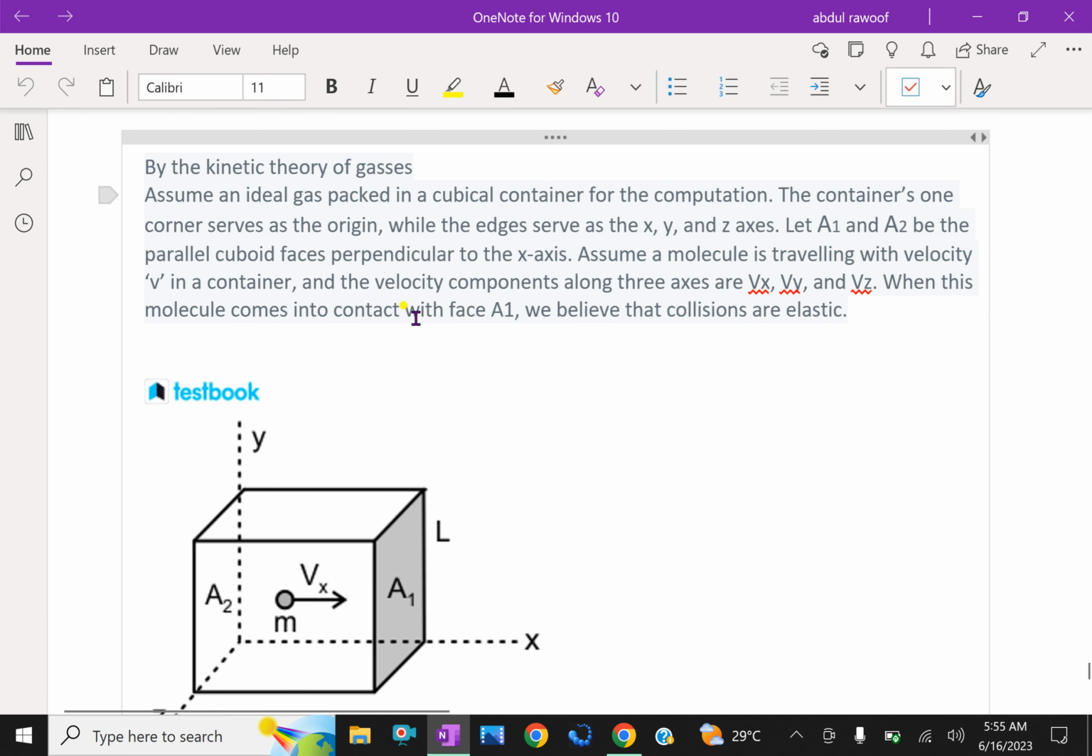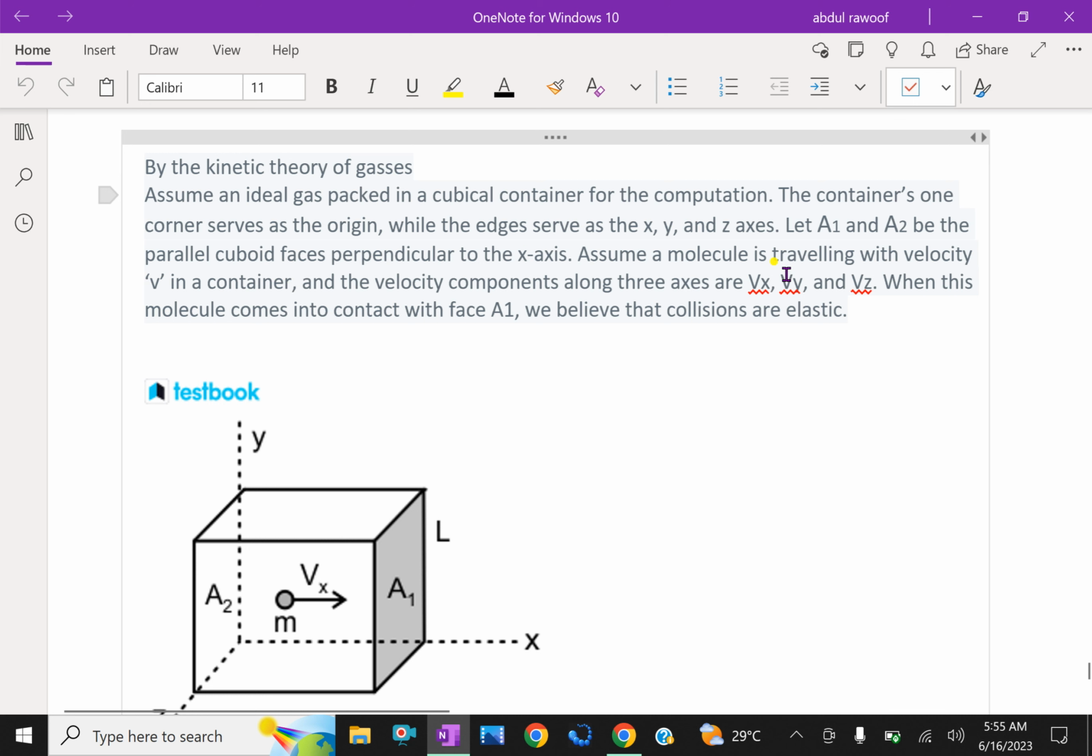In kinetic theory, let us discuss the pressure of an ideal gas. By the kinetic theory of gases, assume an ideal gas packed in a cubical container for the computation. One corner of the container serves as the origin, while the edges serve as the x, y, and z axes. Let A1 and A2 be the parallel cuboid faces perpendicular to the x-axis.